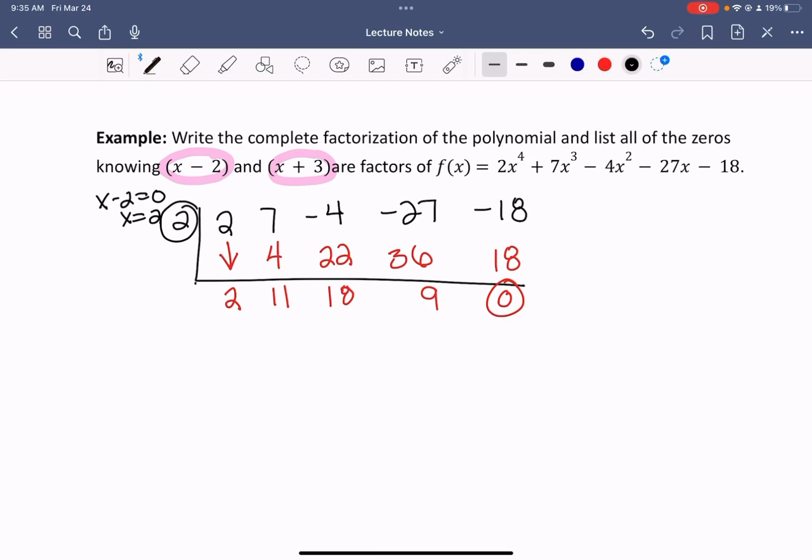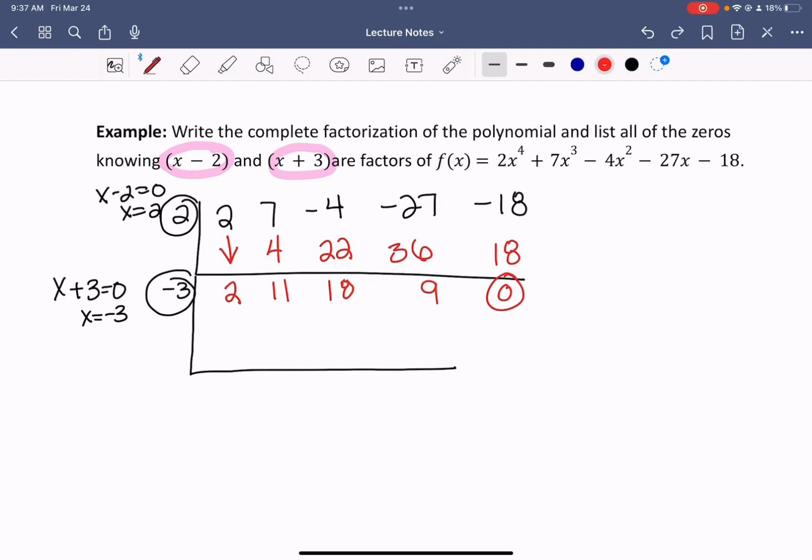Now, they gave me another factor, so I'm not going to go back to the original because my goal is to break this down fully. So I'm going to end with the result. And I'm going to take that x plus 3, set it equal to 0. Setting it equal to 0 helps you to get the right sign on your 3. I've got to make sure it's negative. And then I'm going to work my synthetic again. So I'm going to bring down the 2. I'm going to multiply, which gives me negative 6. Add, multiply, add, multiply, add. And again, you better get that 0 as the remainder, because they told you it was a factor.